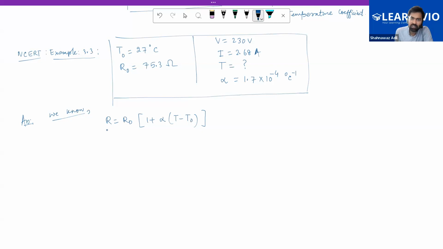So what is the thing that we have to calculate? Alpha is given, T naught is given, R naught is given, and this is not given. This we have to find out, right? So how can we calculate this resistance? First thing is to calculate this resistance. How can we calculate this resistance?